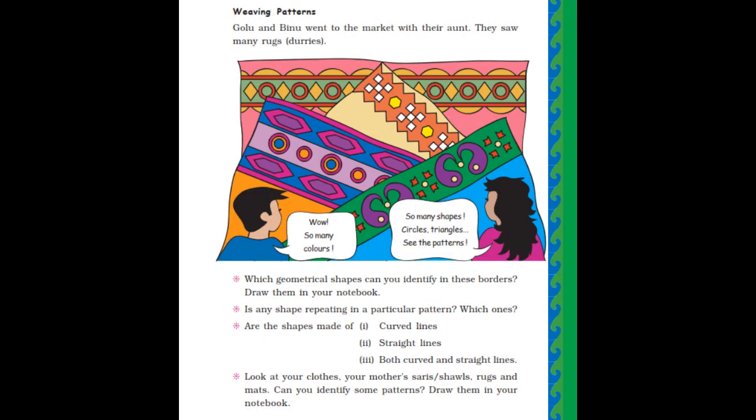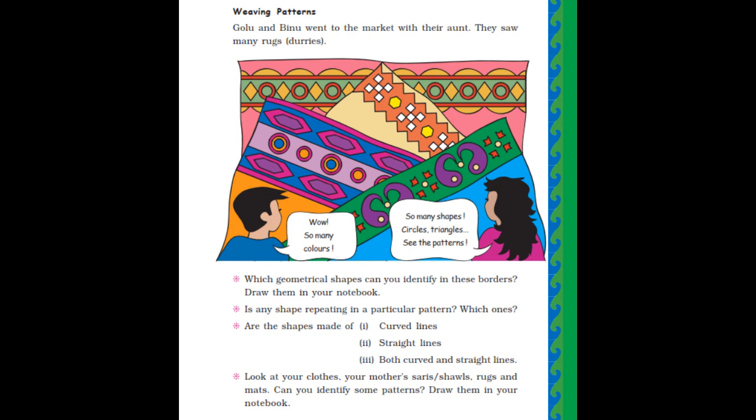Now next page. Weaving patterns. Golu and Binu went to the market with their aunt. They saw many rugs, duris, that is borders. Now, which geometrical shapes can you identify in these borders? You have to draw them in your book.